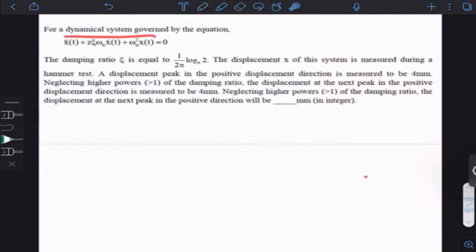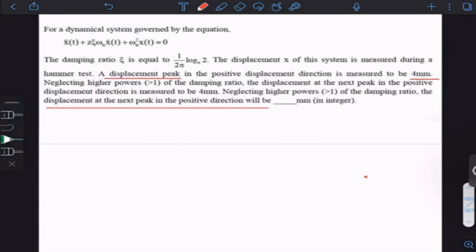See, for a dynamic system governed by x double dot plus 2 zeta omega n x dot plus omega n square x, here the damping ratio zeta is equal to 1 by 2 pi log 2. No problem. The displacement x of the system is measured with a hammer test. The displacement peak in the positive direction is measured to be 4 mm, right? Neglecting the powers of the damping ratio, the displacement at the next peak in the positive direction will be.